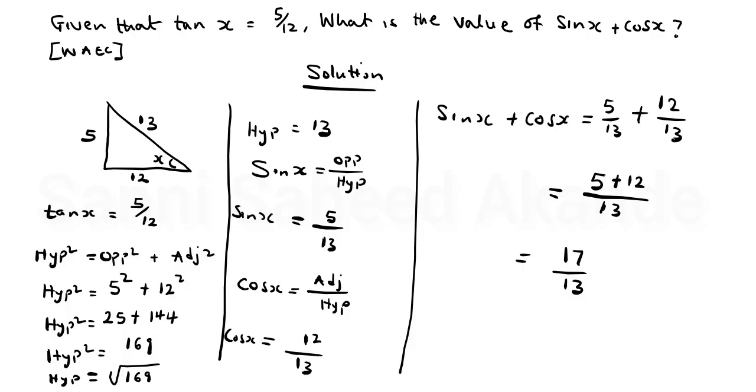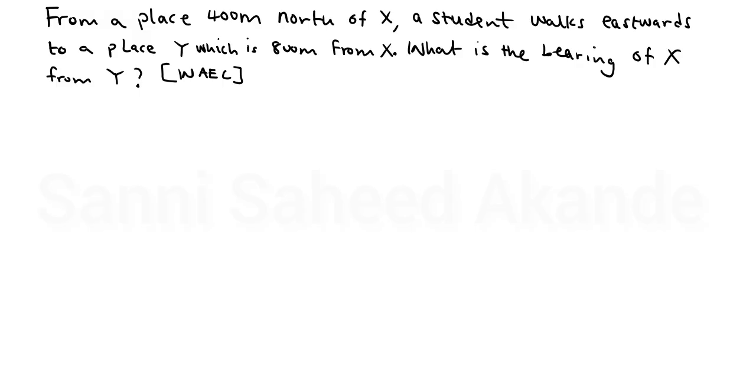Now let's take a look at another question. The question says, from a place 400 meter north of x, a student walks eastwards to a place y, which is 800 meter from x. What is the bearing of x from y? So this is another WAEC question that we are taking. Solution.